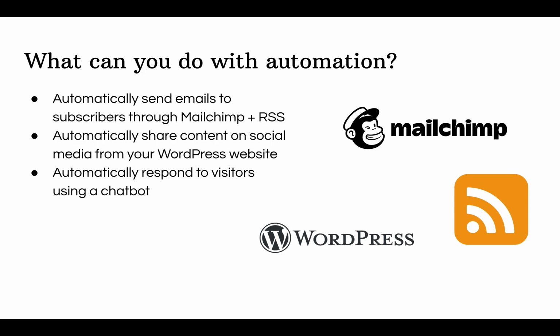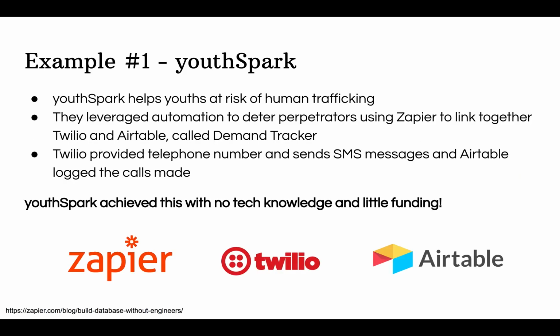And what can you do with automation? So we've got a few logos there, some of which I'm sure you're familiar with. You can automatically send out emails to subscribers via MailChimp and other systems like that. You can automatically share content on social media from your website, and you can automatically respond to visitors using a chatbot. So you can kind of see from these examples that we have different marketing techniques and different ways of engaging people using automated tools. So let's jump into a few examples.